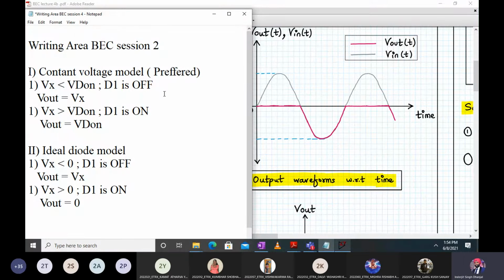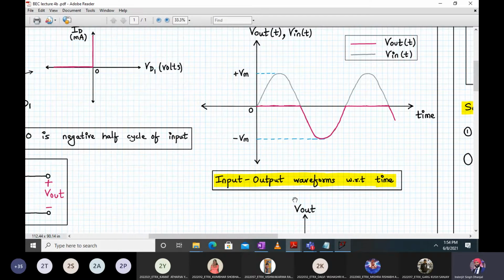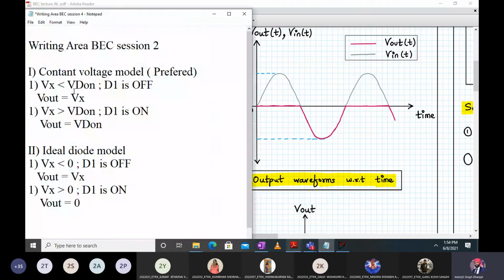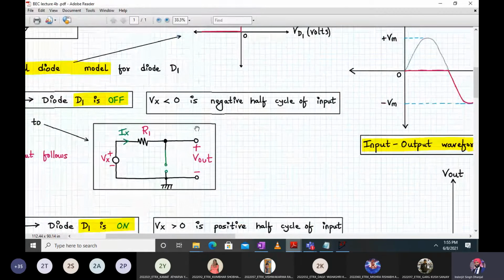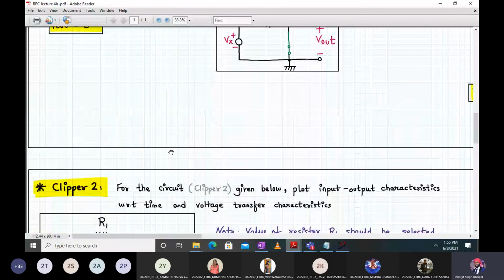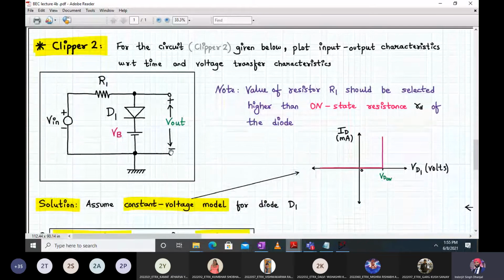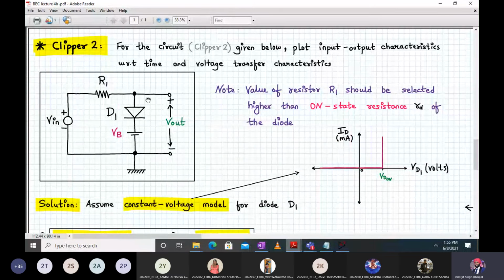So whenever you solve, I have explained both the constant voltage and the ideal diode model. But in the exam, they can ask you any. So you should be ready with both. Fine with this? Now let us go to the next part, next circuit. So now what we are doing is we are adding a supply, a battery supply. Everyone with me now? Yeah, you all are following, right?